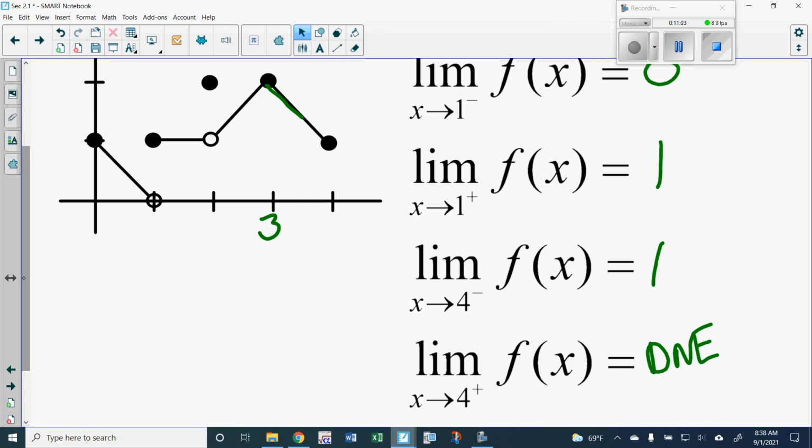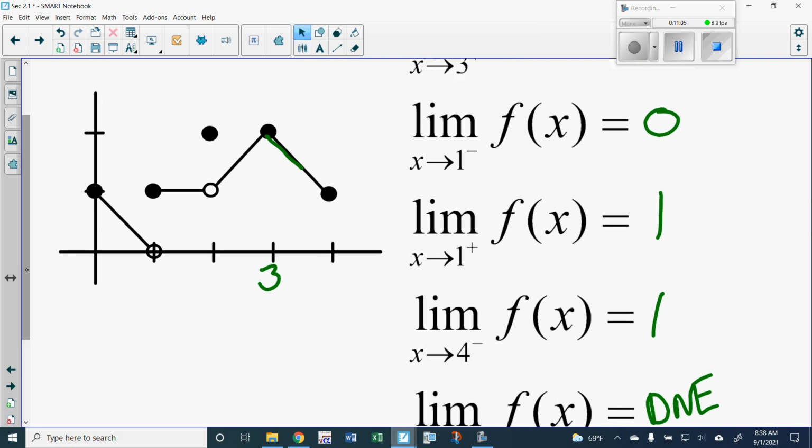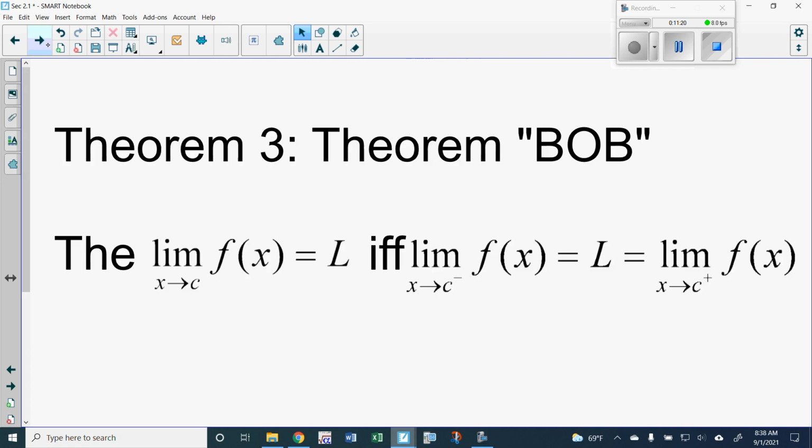Yeah. So, the 1 minus has a limit of 0, and the 1 plus has a limit of 1. Why did just the 1 have the DNE at the top? Because of theorem Bob. That's my name for it.